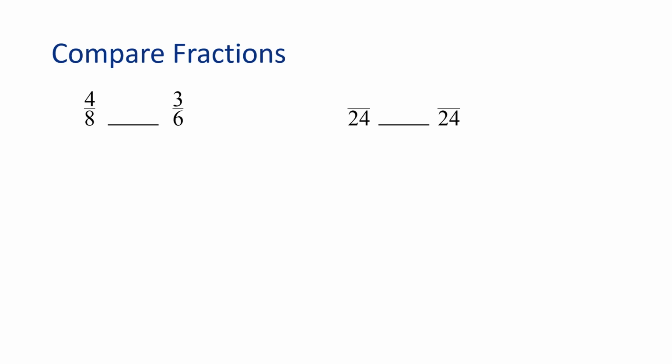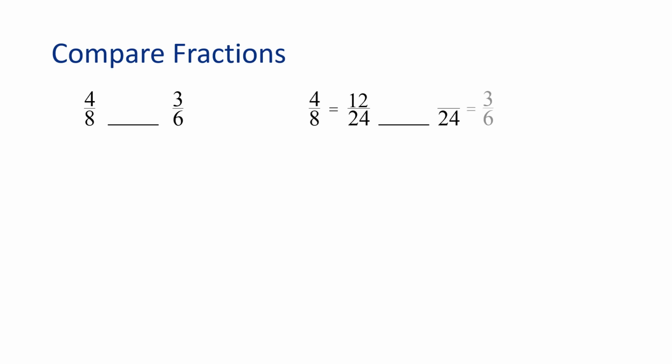Now let's write 4/8 as a fraction with 24 in the denominator. What number times 8 is 24? That's right, 3. So we multiply both the numerator and denominator by 3 to get an equivalent fraction. 4 times 3 is 12, and we already know 8 times 3 is 24. So we just found that 4/8 is equivalent to 12/24.